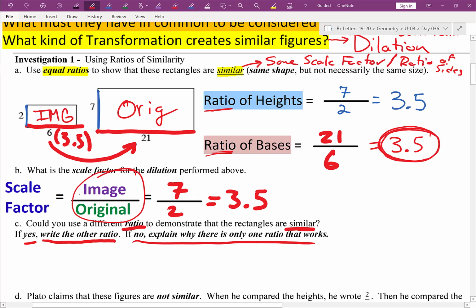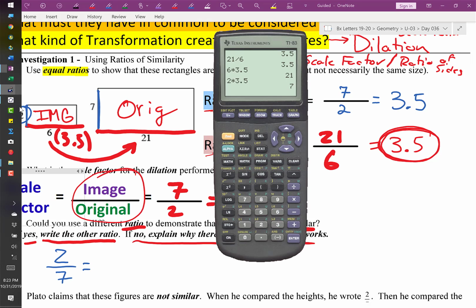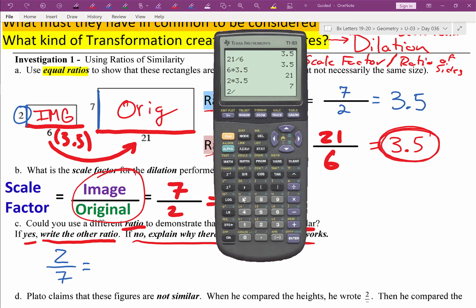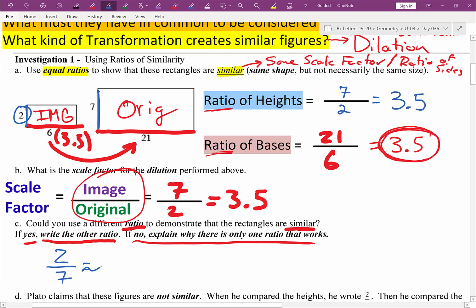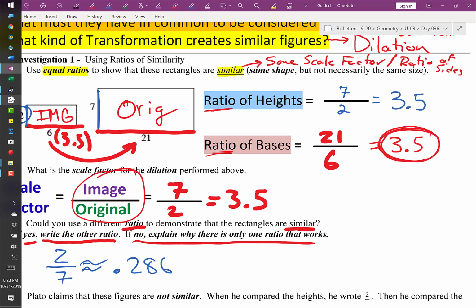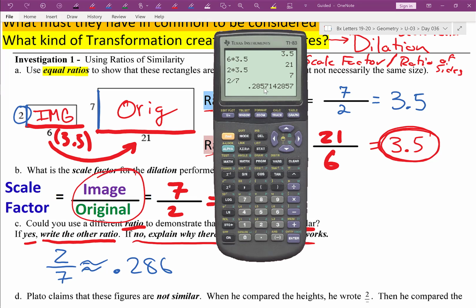I'm still going to use this concept of original over image, but now I'm going to say my image is that height of 2 right here, and I'm going to divide that by the corresponding original, 7. And now I can see my scale factor is going to be this funky decimal. Whatever that is. Okay, that's my other scale factor, and I'm going to change this to approximately 0.286. Three decimal places is always good, and I'm writing 6 because 7 is greater than 5, so that 5 turns into a 6. And I'll show you that this works.